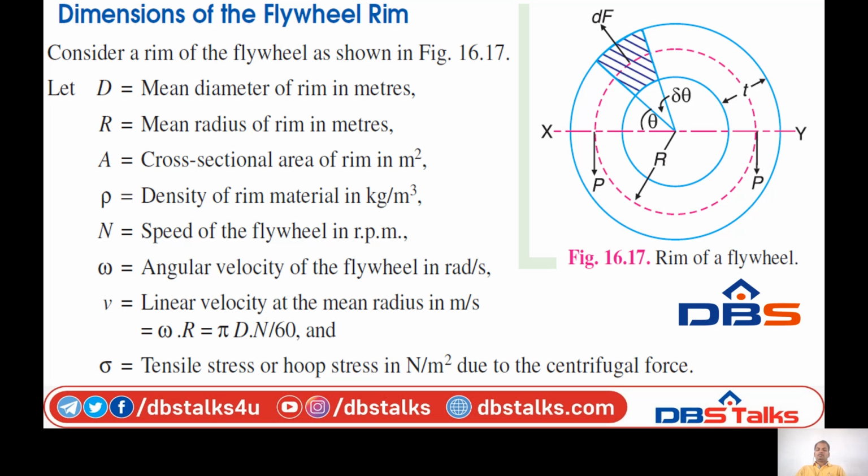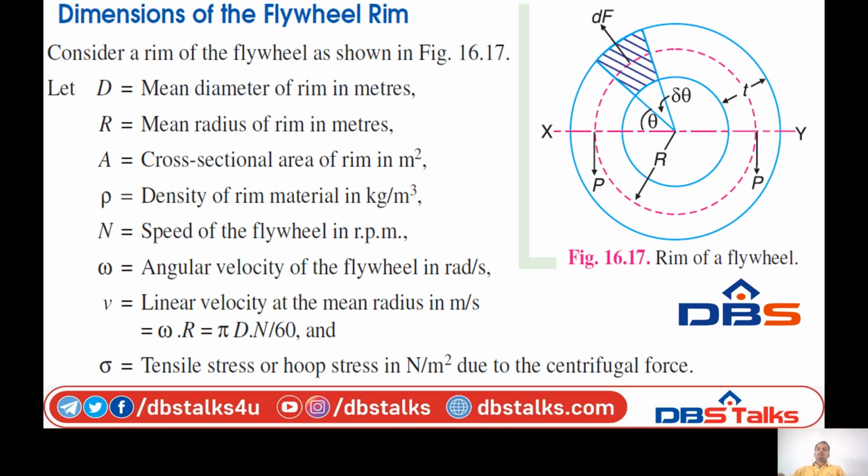Then we have the energy stored in the flywheel. That is the concept we learned in the previous class. Finally, we get the equation for delta E, the maximum minus minimum kinetic energies. The formula is 2 E Cs, that is, 2 into capital E into Cs, the coefficient of fluctuation of speed.